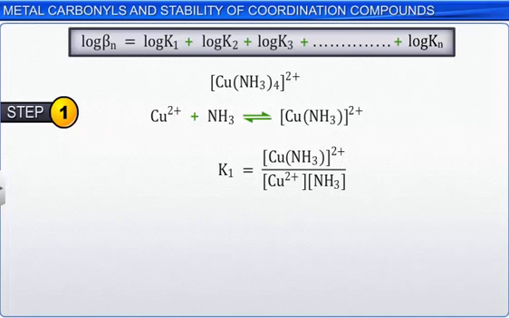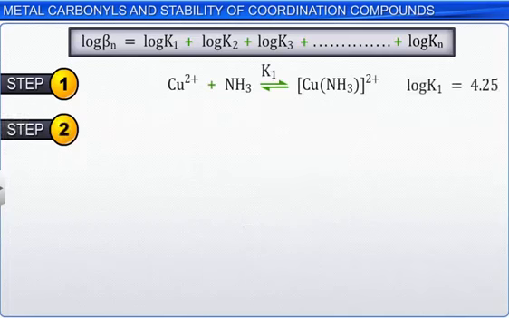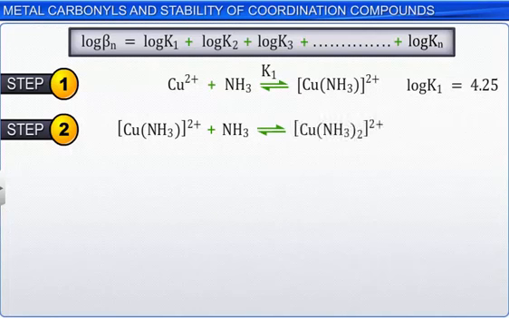The second step can be written as Cu(NH3)2+ plus NH3 in equilibrium with Cu(NH3)2 2+. The stability constant for this step may be written as the concentration of Cu(NH3)2 2+ divided by the product of the concentrations of Cu(NH3)2+ and NH3. Its value is log 3.61. The other two steps of the addition of ammonia ligands and their stepwise stability constants are as shown.